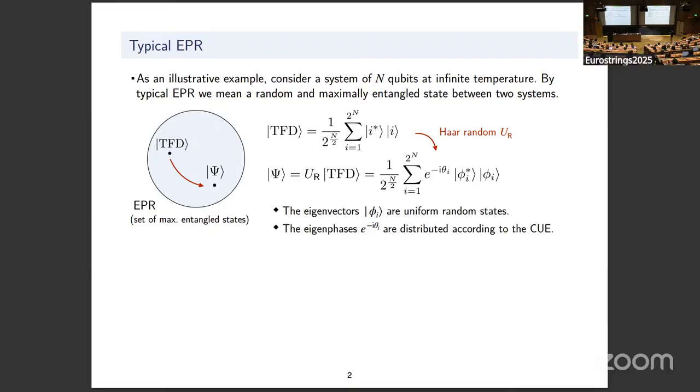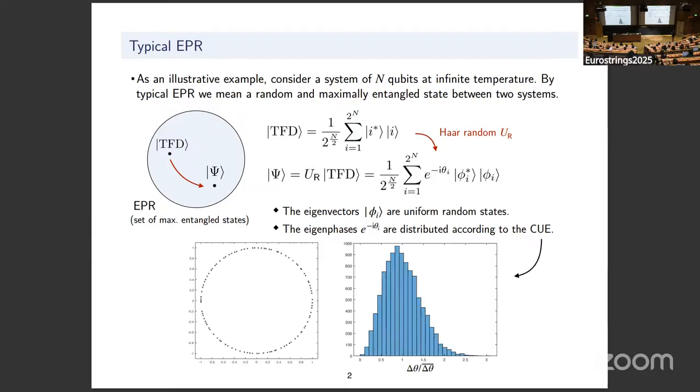Okay? In particular, for a typical EPR, the eigenvectors are uniform random states in Hilbert space, and the eigenphases are distributed in a very particular way. They are distributed according to the circular unitary ensemble, which is a famous ensemble in random matrix theory. So for us, the important property is that if you just focus on the wave function of a typical EPR, the nearby eigenphases tend to statistically repel each other.